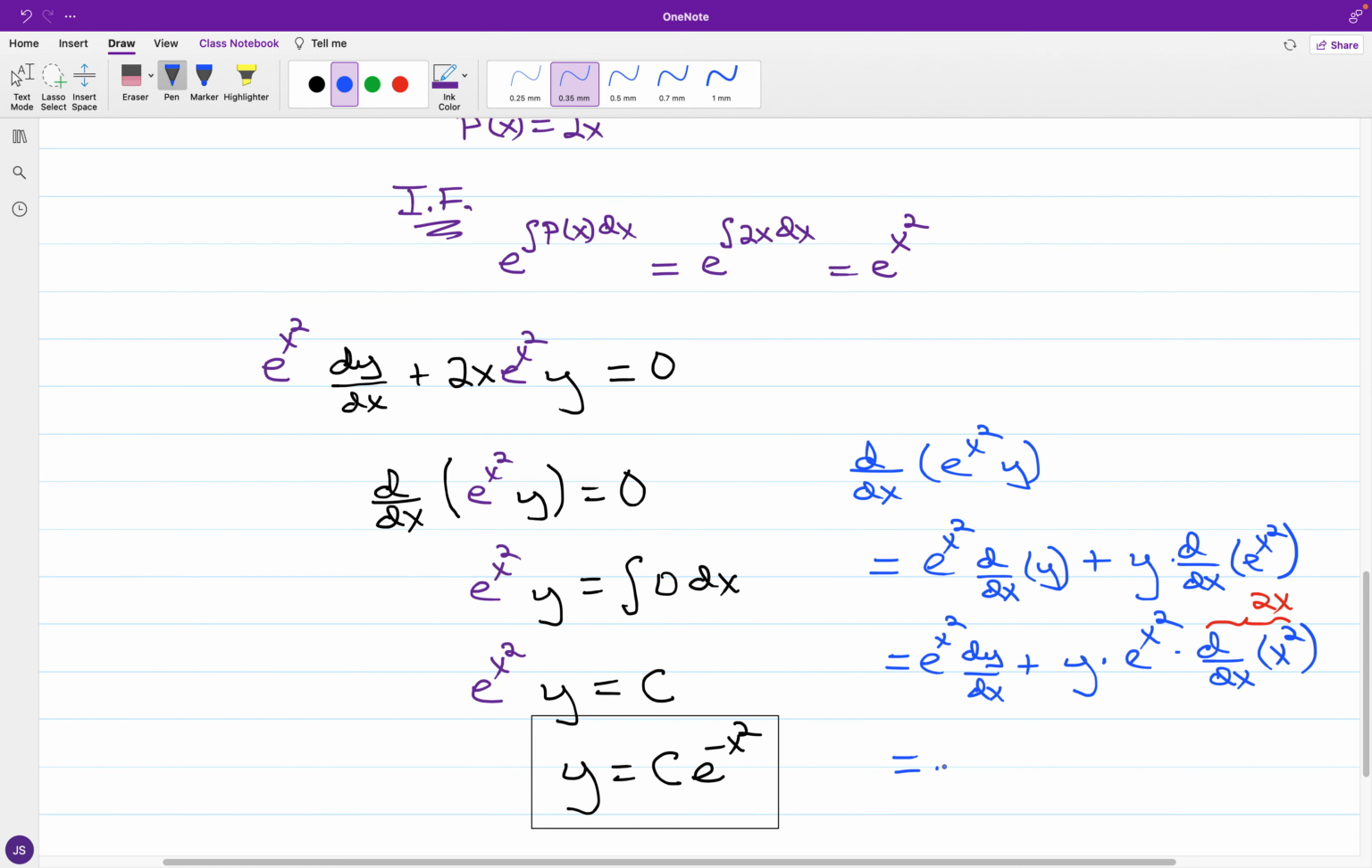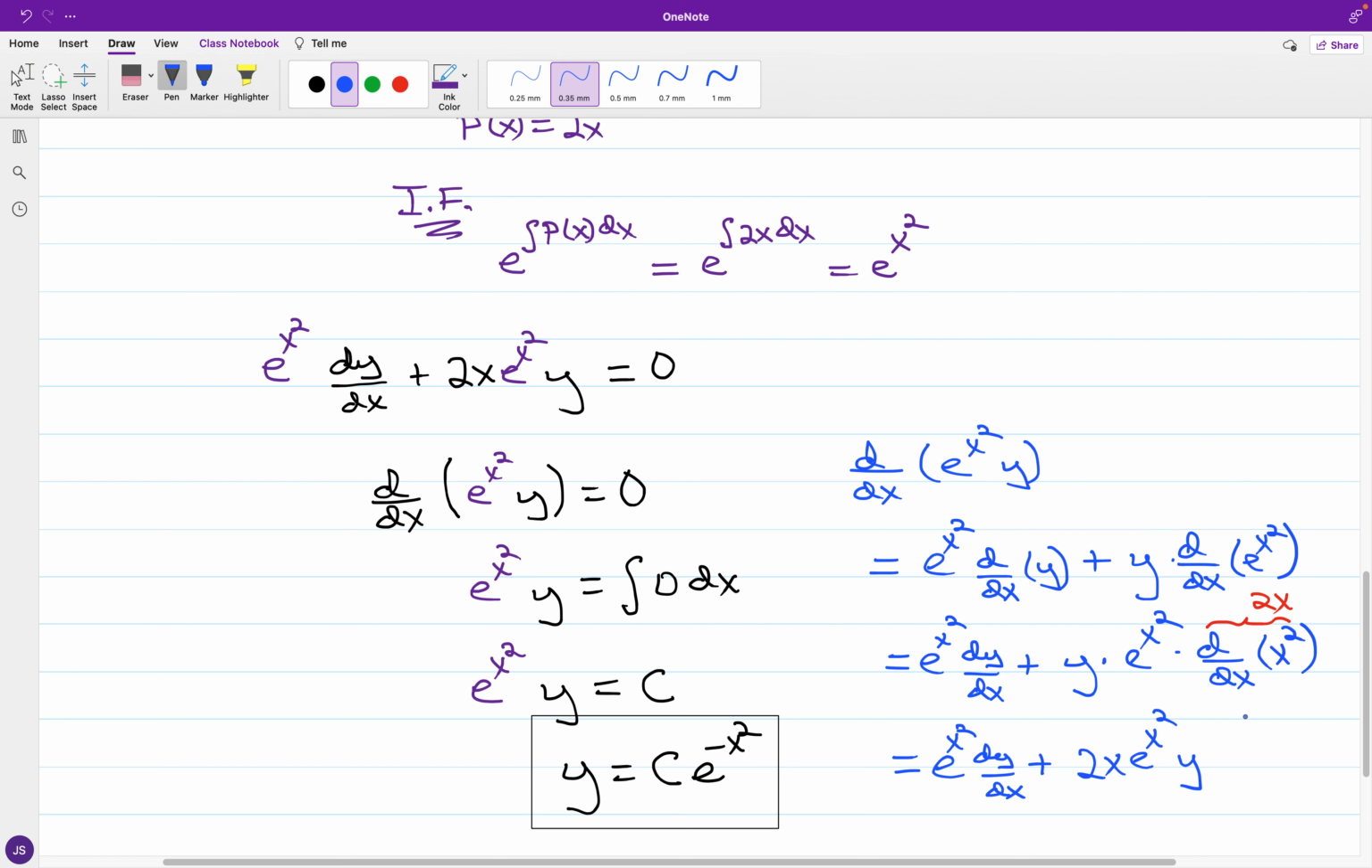So we have in the terms e to the x squared dy over dx plus 2x times e to the x squared times y. And if you notice, those are the exact same terms that we had in the preceding step before we rewrote in terms of compact notation or compressed notation.